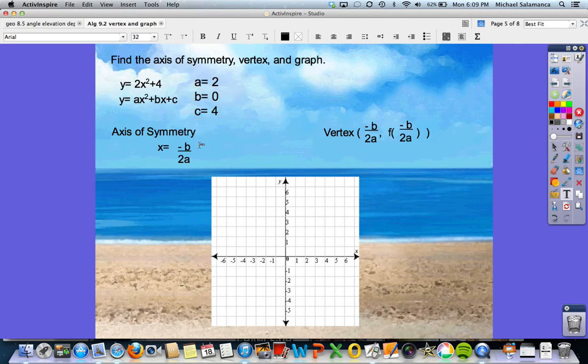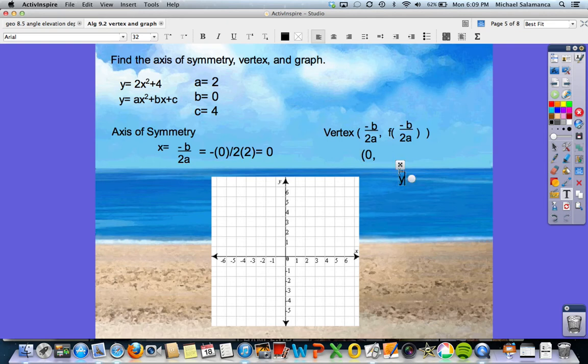So for our axis of symmetry, it's supposed to be negative b divided by 2a. A is 2 in this case. So we have 0 divided by 2 times 2, and 0 divided by anything is 0. So now we have the starting point for our vertex. So 0, comma, and we need to find the y value.